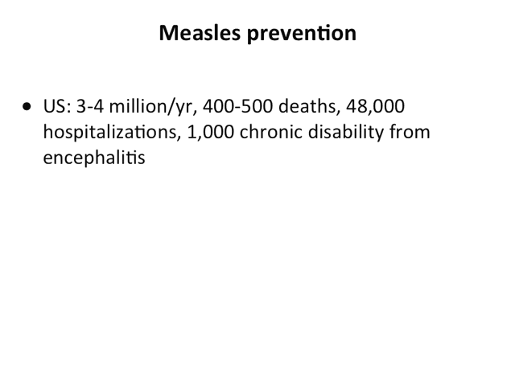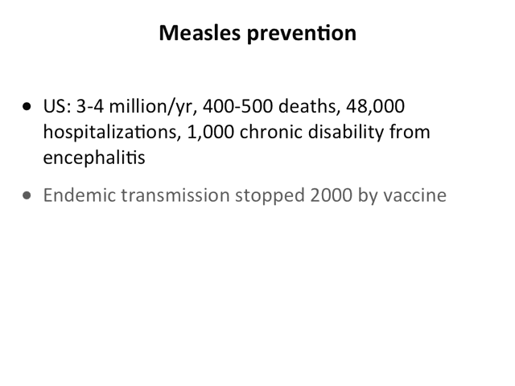So how do you prevent measles? Well, in the U.S., before a vaccine, there were 3 to 4 million cases a year, 400 to 500 deaths, and 48,000 hospitalizations. And interestingly, or importantly, 1,000 cases of chronic disability caused by encephalitis, the virus multiplying in your brain. So viruses in your brain is not a good thing. They can wreak havoc, and one of them is this.